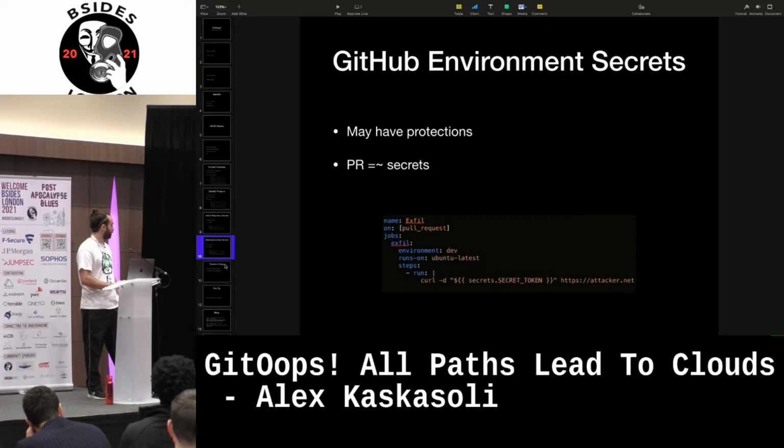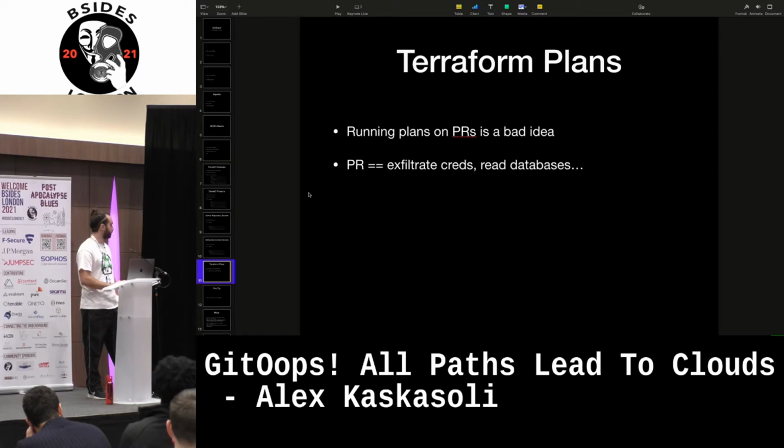Cool. Something a bit different now. We're going to talk about Terraform Plans and how we can abuse these. Running plans on pull requests is a bad idea, but it's something that a lot of people want to do. And the reason people usually do this is they want to see how changes to Terraform are going to affect an environment once they're merged in. And for that reason, you may think that it's a good idea to run a Terraform plan on unreviewed code in a pull request and then say, hey, this is what the plan is going to do to your environment.